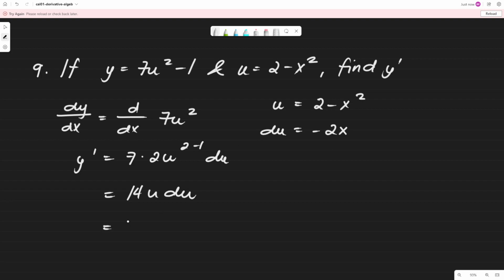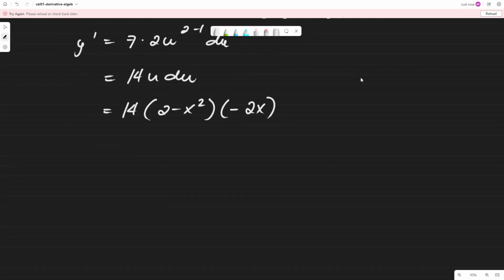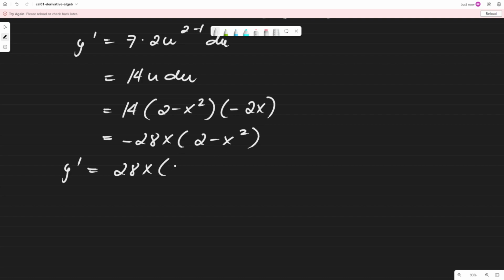So we have 14 times 2x minus x squared times the derivative. Therefore, the answer is negative 2x times 14, that is negative 28x, times 2 minus x squared. So this is our answer. Or, we can actually distribute the negative inside. So we will have y prime is equal to 28x, with the terms swapped, x squared minus 2x.